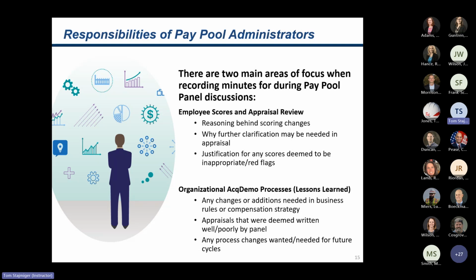They want to keep notes throughout. Again, on score changes, on justifications for anything, but really on lessons learned. How can we do this different and better going forward? If we need to make business rule changes, what rules? Because there's going to be a lot of dialogue, especially in the pay pool. If I had 200 people in there and we're rank ordering 200 people, there's going to be a lot of dialogue. We're not going to remember everything that's said. They are the note taker to keep track of everything that happens.